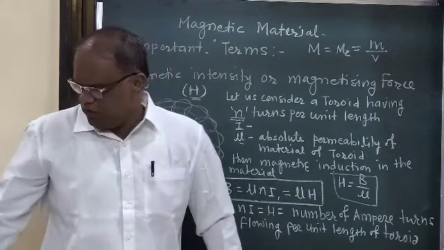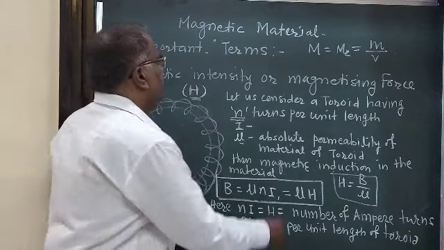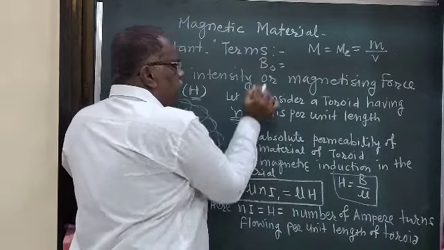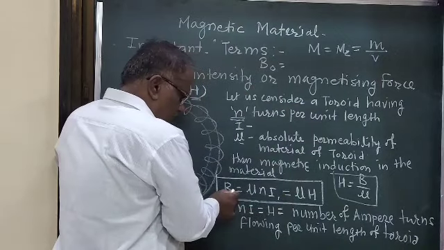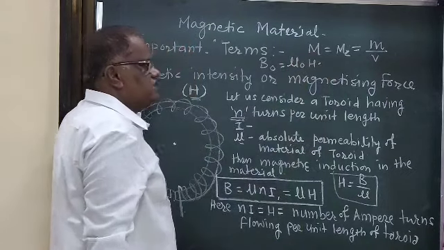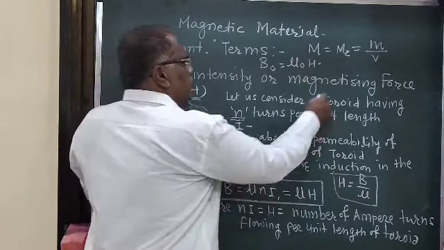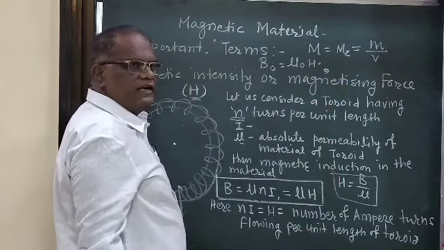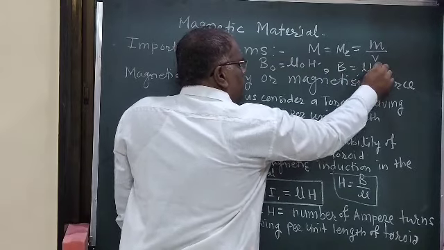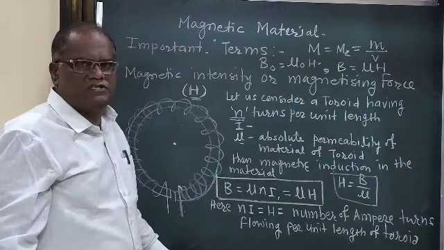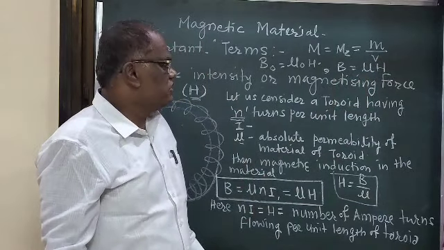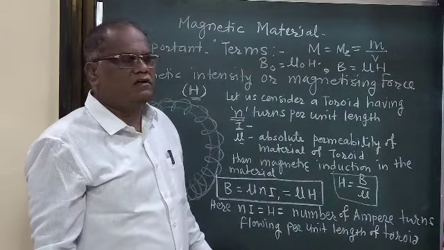If we consider the magnetic induction in free space, then B0 can be written as mu 0 H. Here H is magnetizing force. If we consider the magnetic induction in a particular material, then B can be written as B is equal to mu H. Here H is magnetizing force. These are some important definitions.